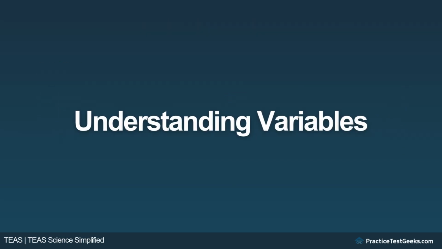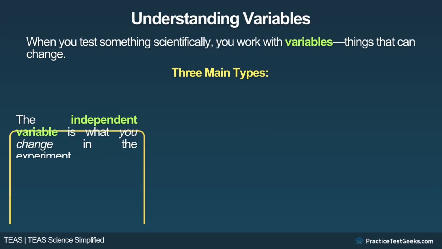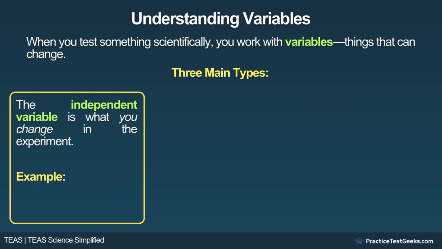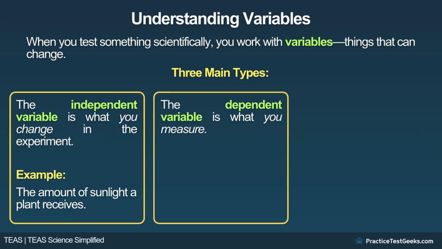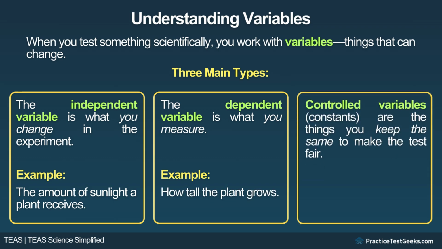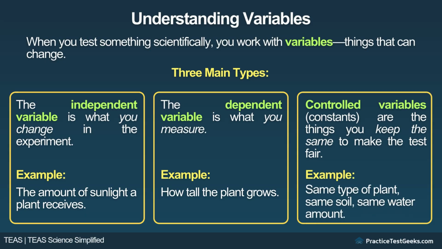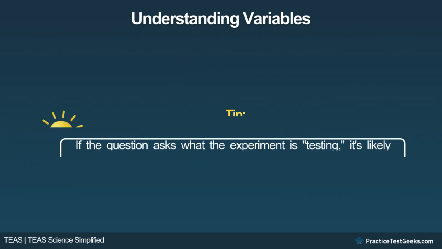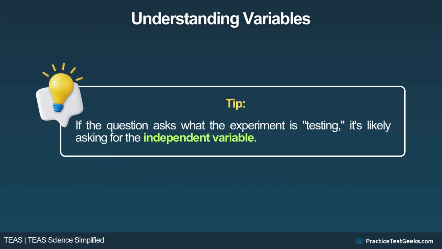When you're doing an experiment, it's important to know the different types of variables. These are the things that can change or stay the same in your test. First, the independent variable is what you change. Example, how much sunlight a plant receives. Next, the dependent variable is what you measure. In this case, how tall the plant grows. And finally, controlled variables, also called constants, are what you keep the same to make the test fair, like using the same type of plant, the same soil, and the same amount of water. Here's your TEAS tip. If a question asks what the experiment is testing, it usually means the independent variable.